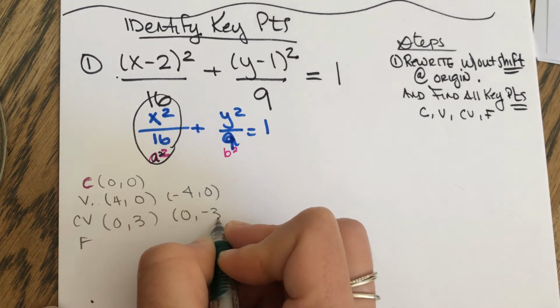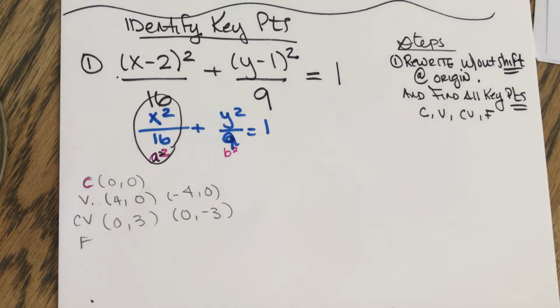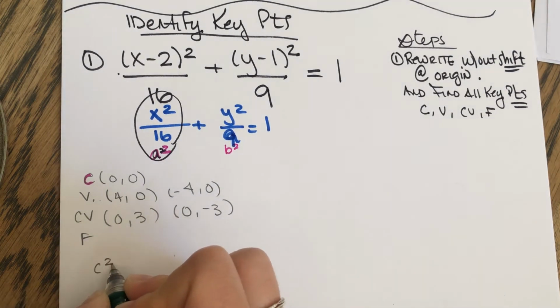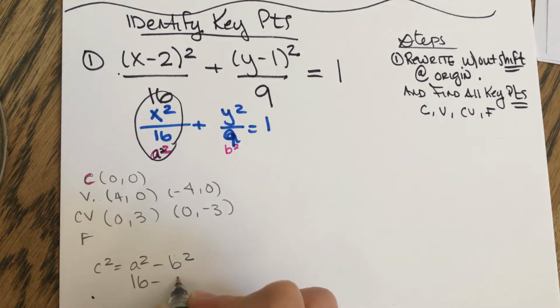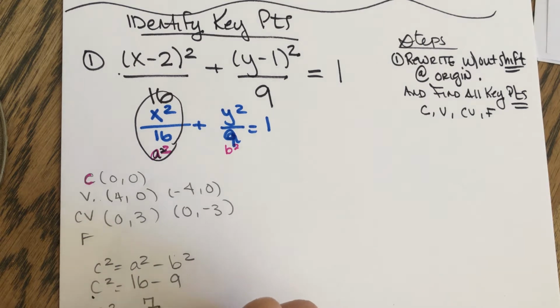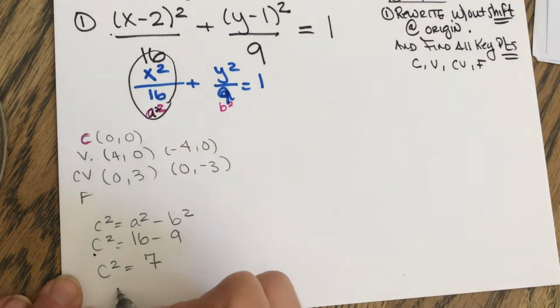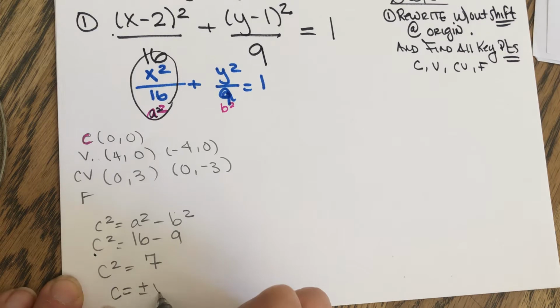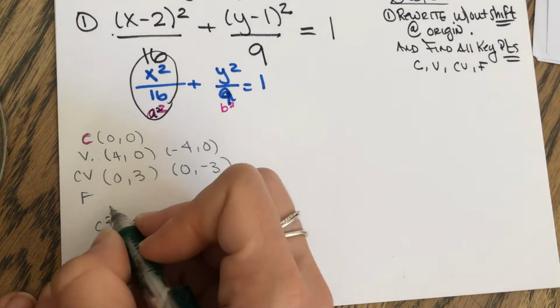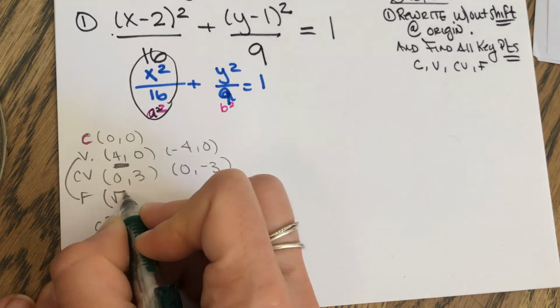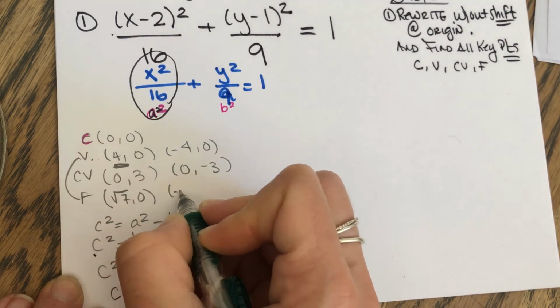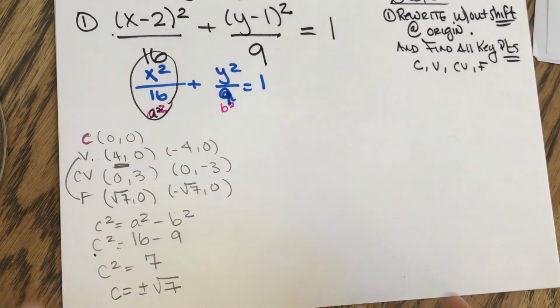Hopefully, I'm going through this quickly because you guys should know this, okay? And then your foci, we have to find a squared 16 minus 9, so c squared equals 7. Again, we want c in this case, and it has to follow your vertex. So we have radical 7 and negative radical 7. Okay, those are not my answers.